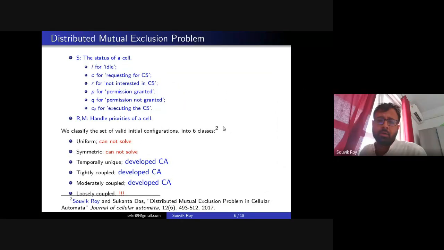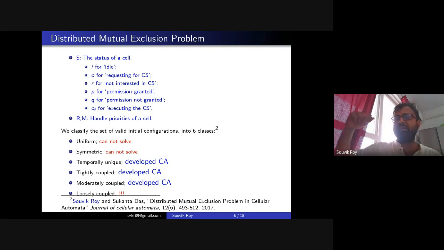So for uniform and symmetric, we have proved that it is not possible to solve. Then we take the temporally unique configuration, where each and every cell asking for the critical section is associated with a unique priority value, and it is possible to solve. We have developed an algorithm for it. Then we consider the tightly coupled configuration, where the cells asking for the critical section with the same priority are in a cluster. So this is the definition of tightly coupled. Is it possible to solve? We have developed a CA for it.